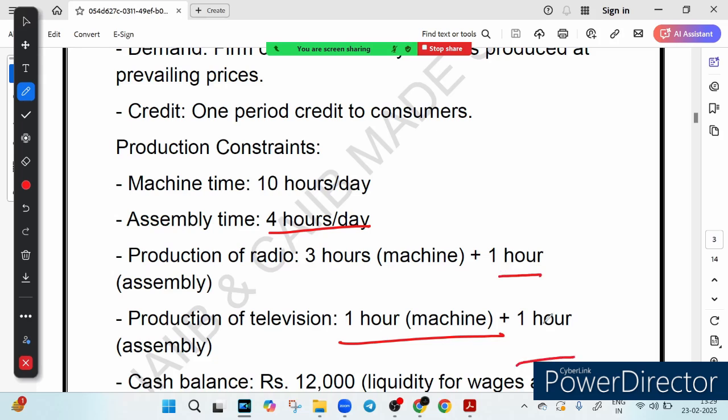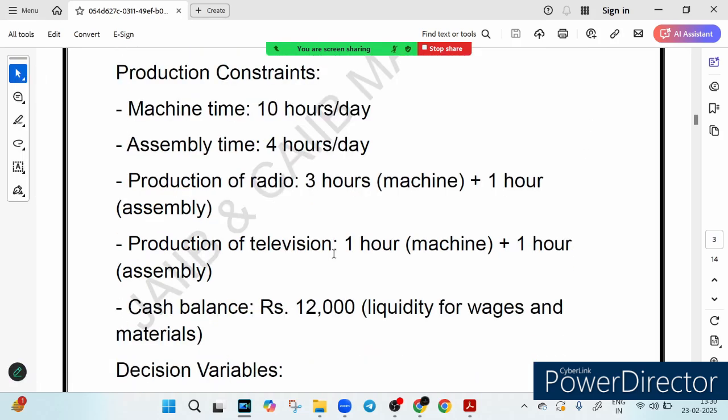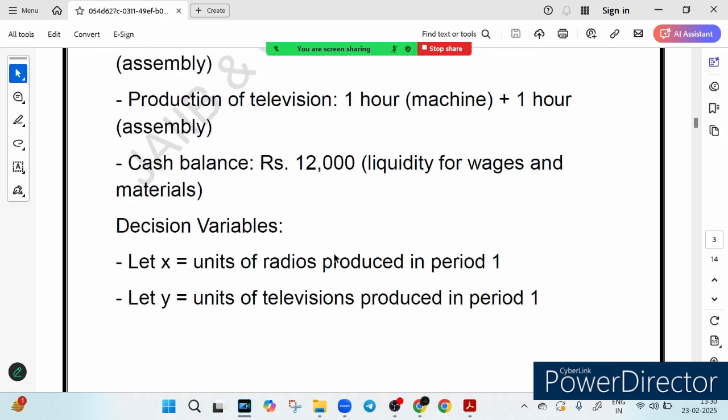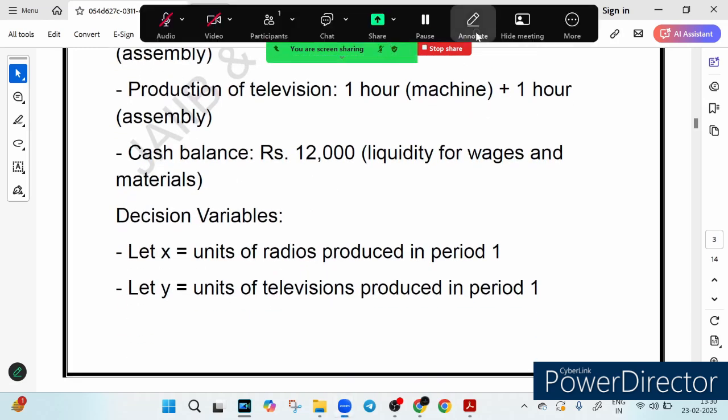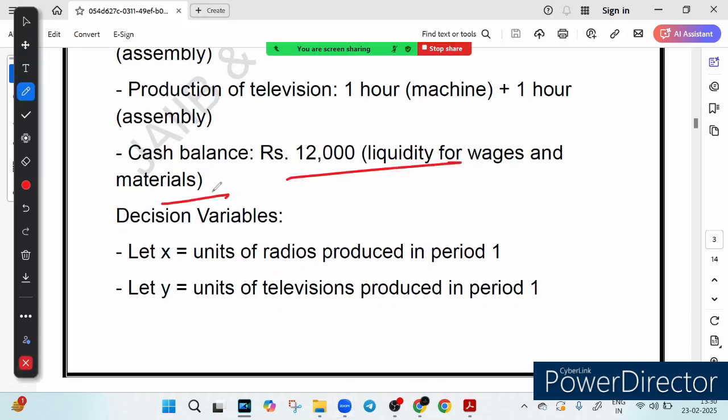So these are the production constraints, whatever we talked about just now. First of all, we talked about the cost of each radio and each TV, and the selling price. So two variables we are dealing with. Now we have the cash balance. A firm has 12,000 available for wages and material. So this is also a kind of constraint.